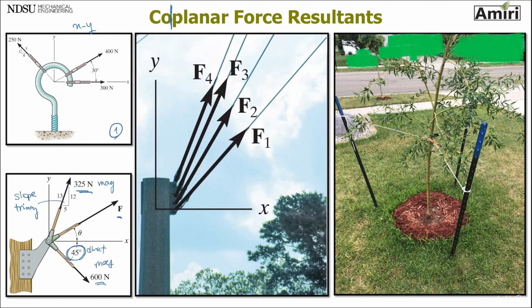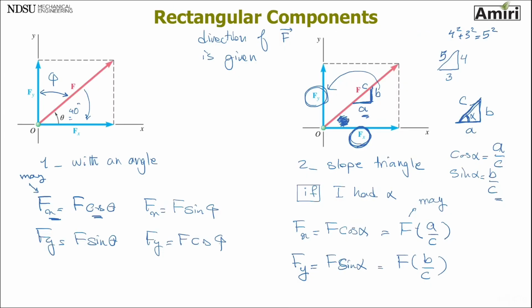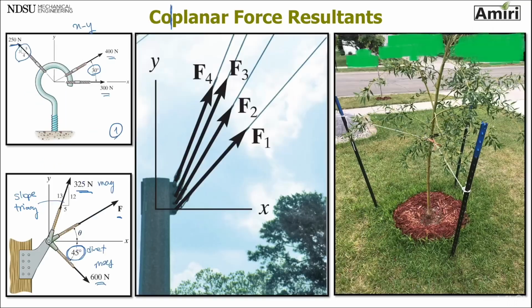I didn't notice the top one was the same. Look at that: magnitude 400, direction 30 degrees. Magnitude 300, direction x direction. Magnitude 250, direction slope triangle. So for the one that is an angle, you use sine and cosine. For the other one, you just use the slope triangle relation. So let's get back here. Coplanar, a bunch of other forces that, if you look at this picture in x and y, they all lie in x and y.